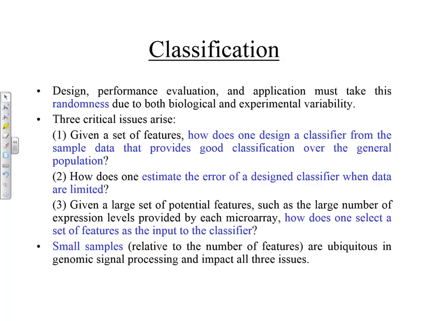Now, small samples relative to the number of features are ubiquitous in genomic signal processing and impact all three issues. Because typically in the microarrays, even if you have 100 microarrays, you're lucky, all right? But you might have 20,000 genes. So that's not a large enough sample size. So that's a challenge.